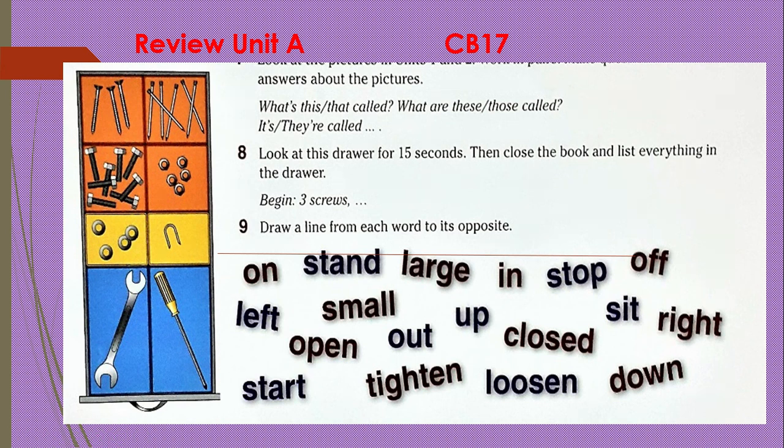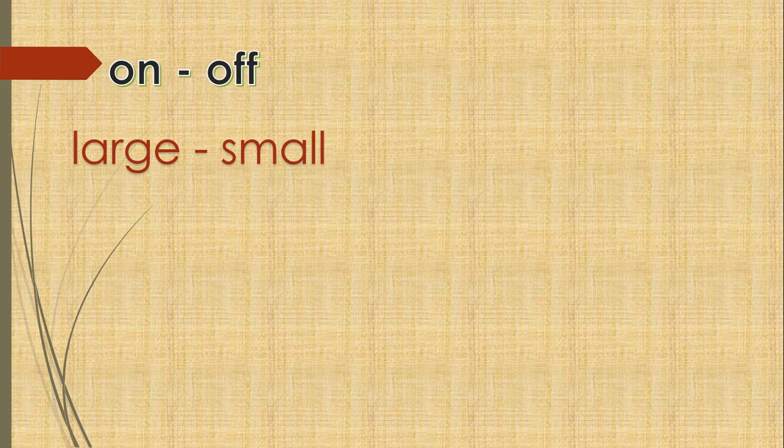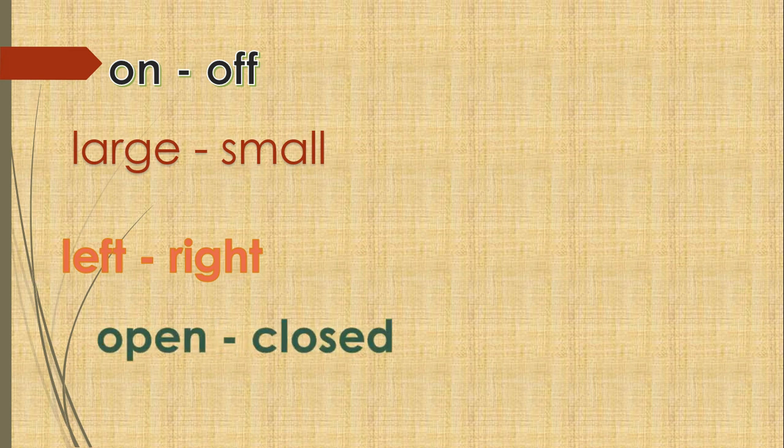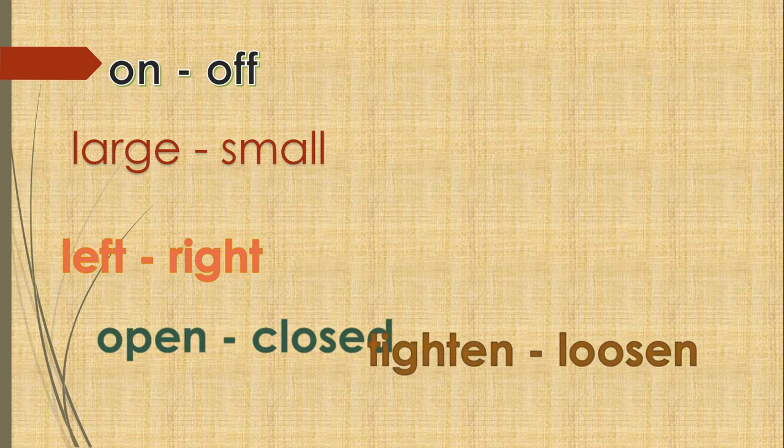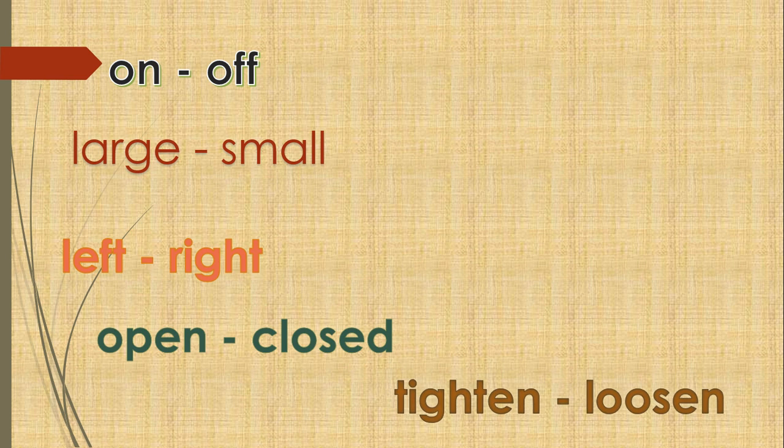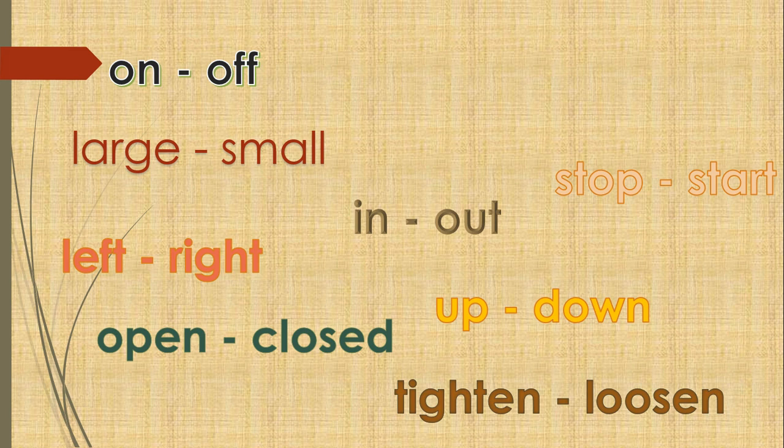Okay, welcome back. Now let's check the answers. On and off, another pair. Large and small, كبير صغير. Left and right, of course this is an easy pair. Open, closed, مفتوح مغلق. Tighten, loosen, يربط يفك. Up and down, these are very easy. In and out. Stop, start, and finally stand, sit. Now we have 1, 2, 3, 4, 5, 6, 7, 8, and 9 pairs of opposite words, antonyms.